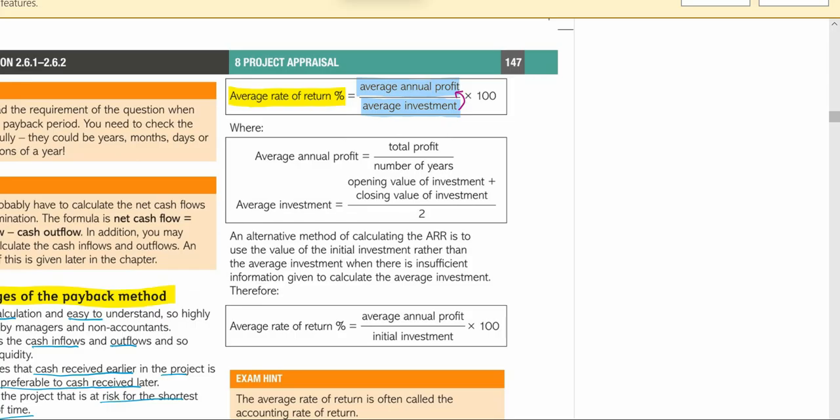Now focus on the words. Here is the average profit, here is the average investment. So how to calculate the average? For average annual profit, it is total profit divided by number of years. Average investment will be the opening investment plus closing investment divided by 2. Then average profit divided by average investment will be the average rate of return. Get my point?